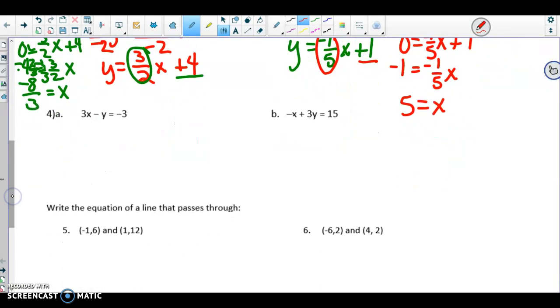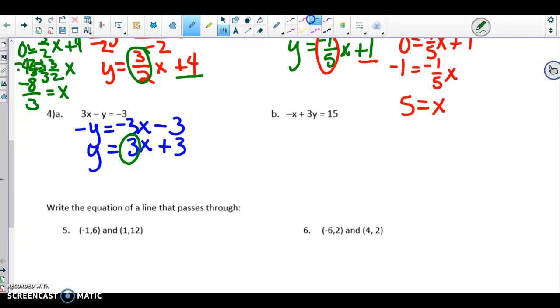Number 4, same type of thing. We're trying to solve for y. So if I subtract 3x from both sides, I have, don't forget the negative, negative y equals negative 3x minus 3. I don't want to know what negative y is. I need to make this a positive. So I could divide everything by -1, or realize that if I change this sign to a positive, I am changing every sign to a positive. Because they were all negative, so they all become positive. My slope is +3, and my y-intercept is a +3 as well.